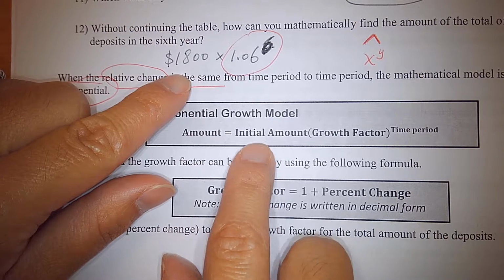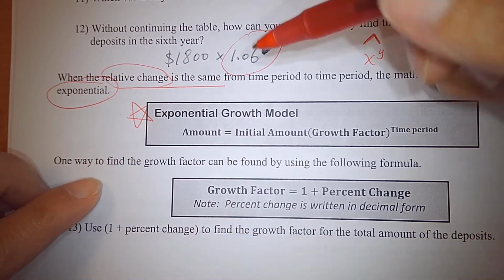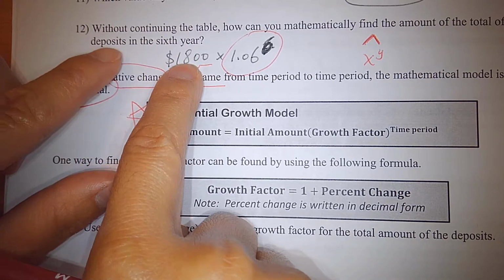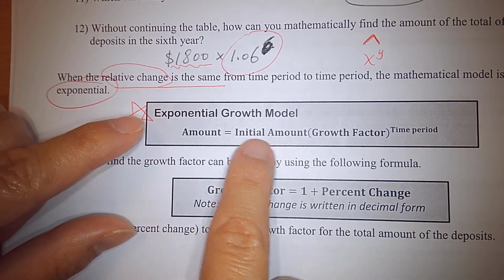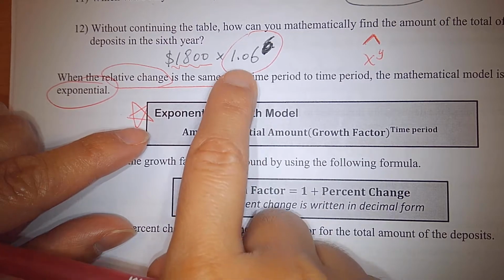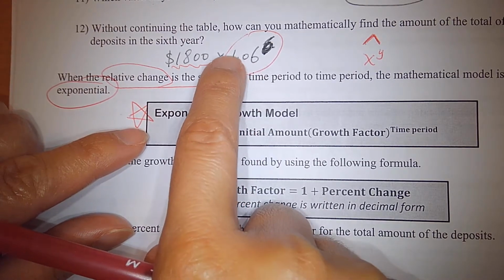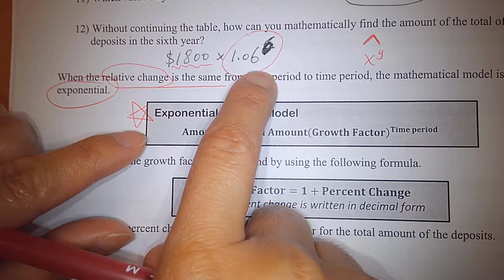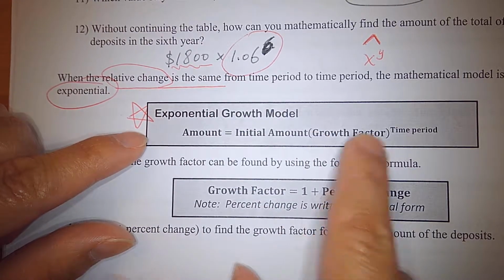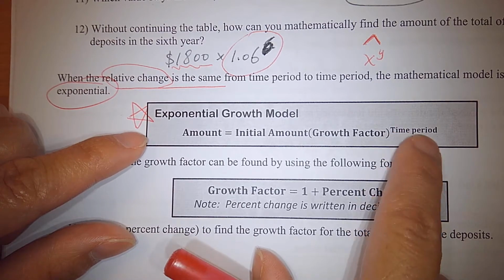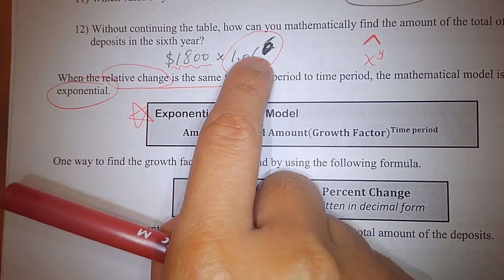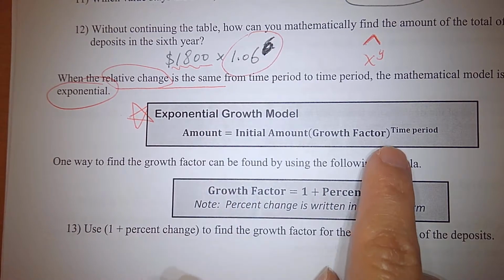So the exponential model is defined as follows. To compute the total amount, we let it equal the initial amount. In our current question, it is 1,800, right? That's the initial amount, times the growth factor. What is the growth factor in this problem? 1.06, or 106%, right? That's the growth factor to the power of the time period. After 6 years, to the 6th power. After 10 years, 10th power, and so on.